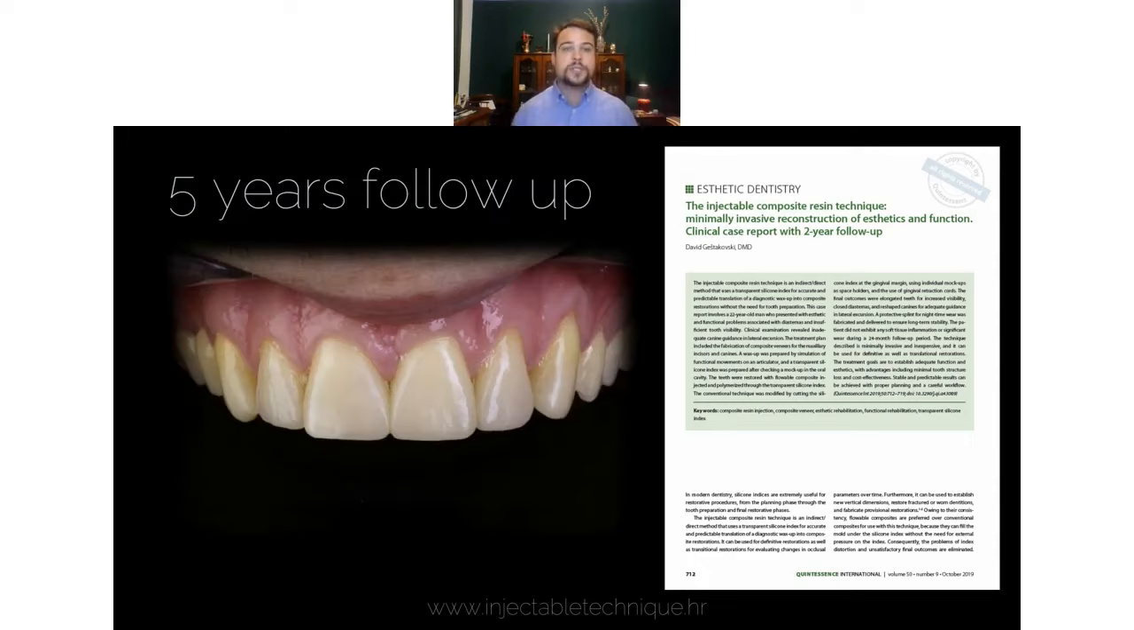Whoever has doubts about the longevity of such veneers, here you have a 5-year follow-up of this same case, which is today at this moment more than 6 years old. But I don't have the follow-up photos yet because the patient didn't come this year for the follow-up. I'm waiting for him next month.